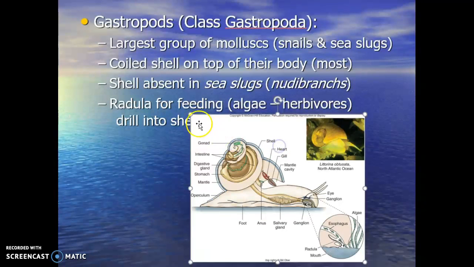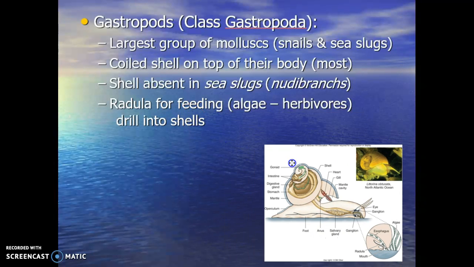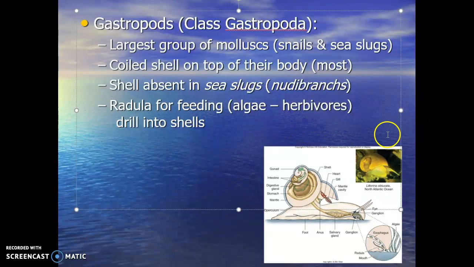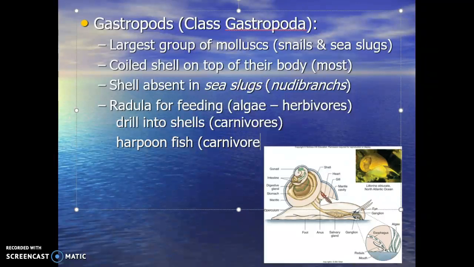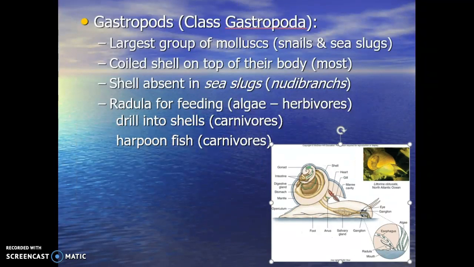Let me move this. The radula almost looks like a little drill bit. They drill into shells of other mollusks, so now those guys are carnivores. Some of them have a modified radula that will harpoon fish. So obviously these guys go into the carnivore group as well. So we have a lot of diversity and variety within the gastropods. I mean, in mollusks in general, but especially in the gastropods.